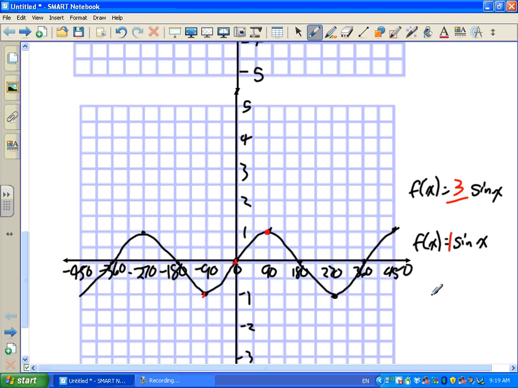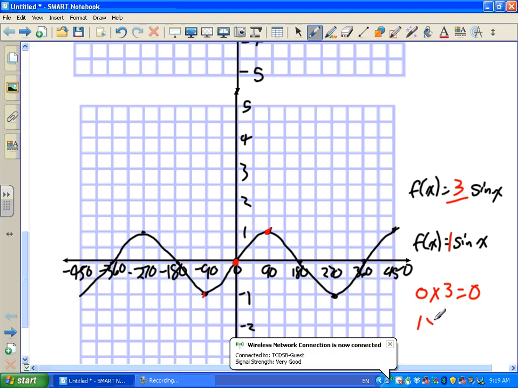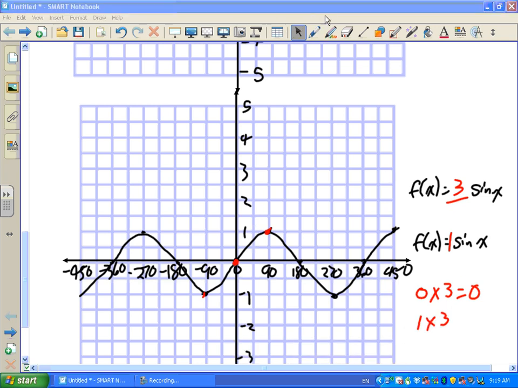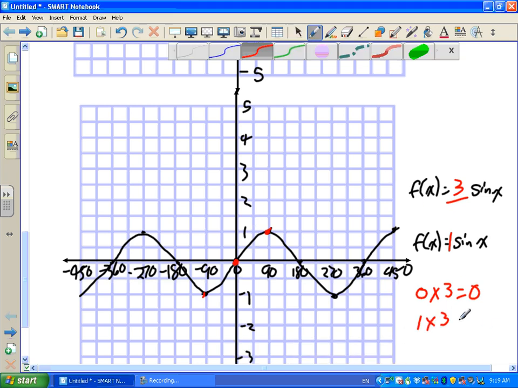So, when I'm at 0, and I multiply by our new A, which is 3, what do I get? So, my y-coordinate is still 0. When I'm at 90, and my y-coordinate is 1, I multiply by 3, what do I get? 3. So my new y-coordinate is 3. So our wave hasn't moved left or right or up or down. All it has done is stretched.